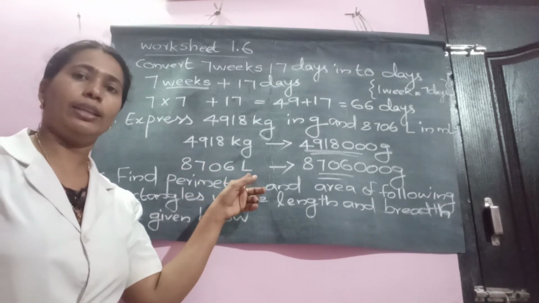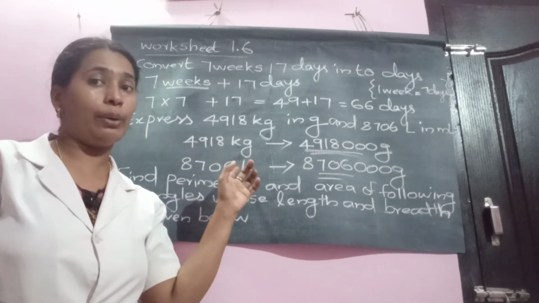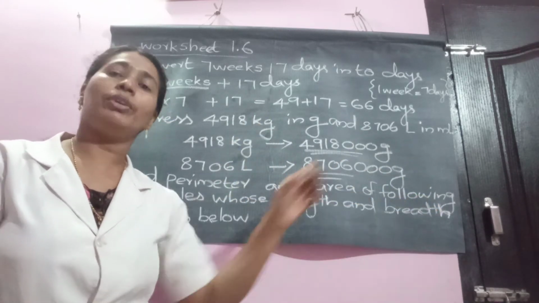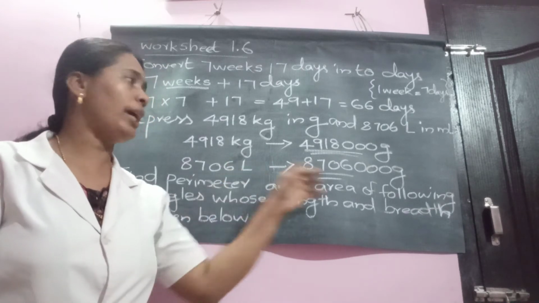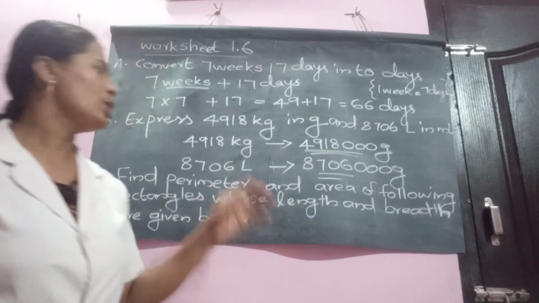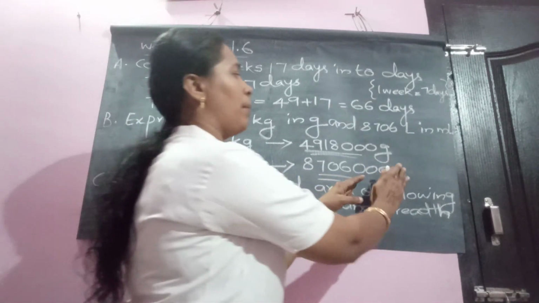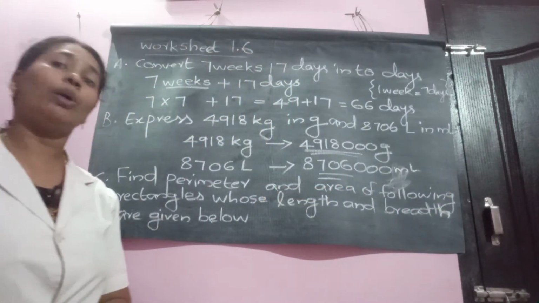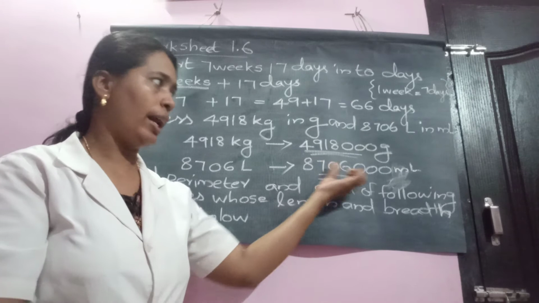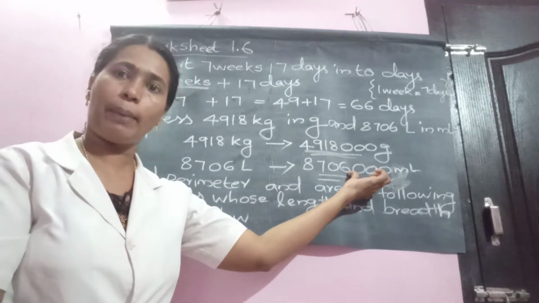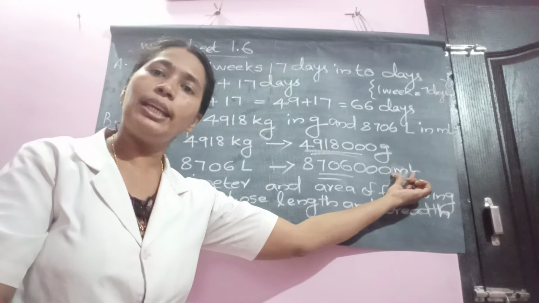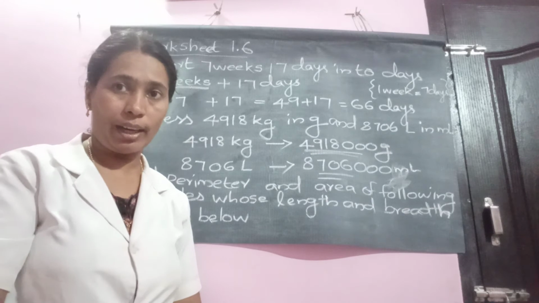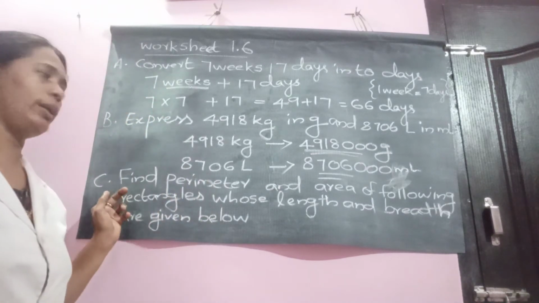Similarly, 8706 liter. Same method. Liter is a higher unit, milliliter is a smaller unit. Higher to smaller means we need to multiply by 1000. So write that number, add 3 zeros on the right side, then write the unit as milliliter. Just multiply by 1000. Any other doubt? Clear? Let us move to C question.